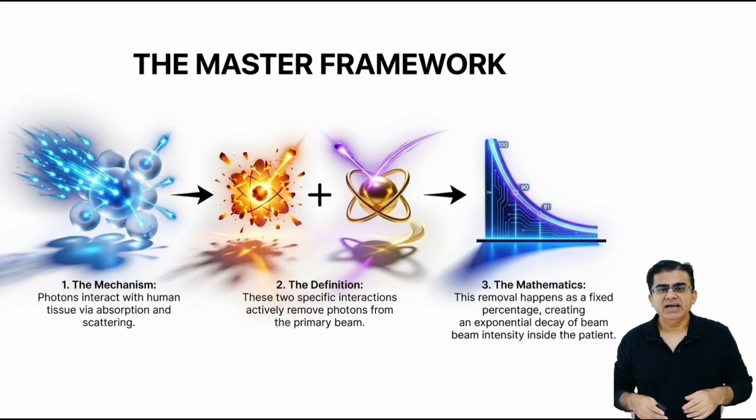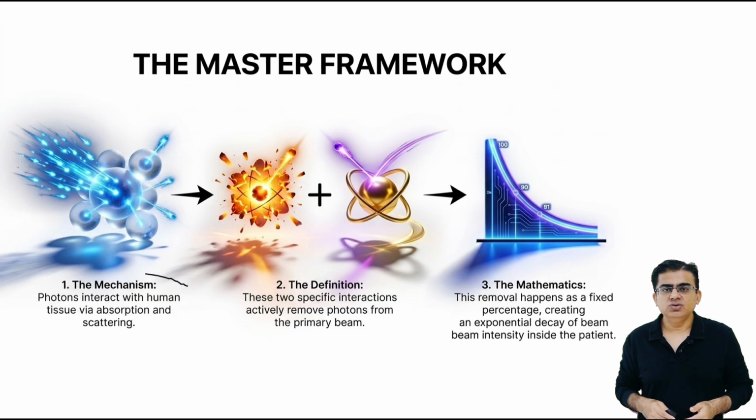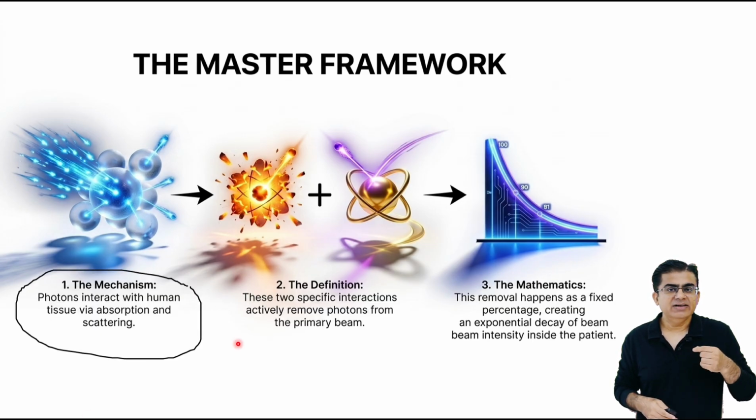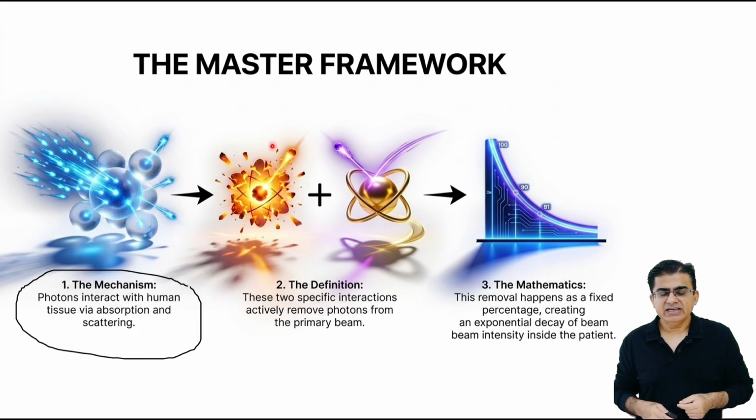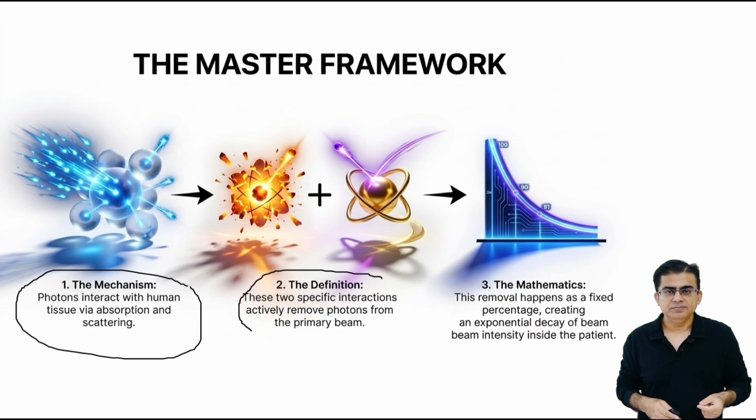Let us now bring everything together into our one final master framework. First, we have the physical mechanism. We know that our X-ray photons interact with human tissue via absorption and scattering. Second, we have the clinical definition of attenuation. These two specific interactions actively remove photons from our primary treatment beam. This physical removal is exactly what we call beam attenuation.